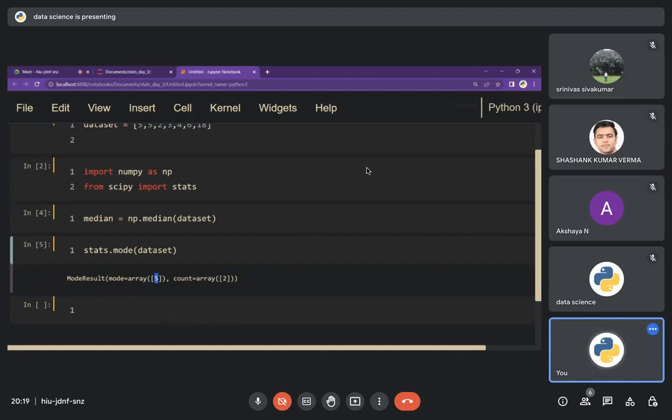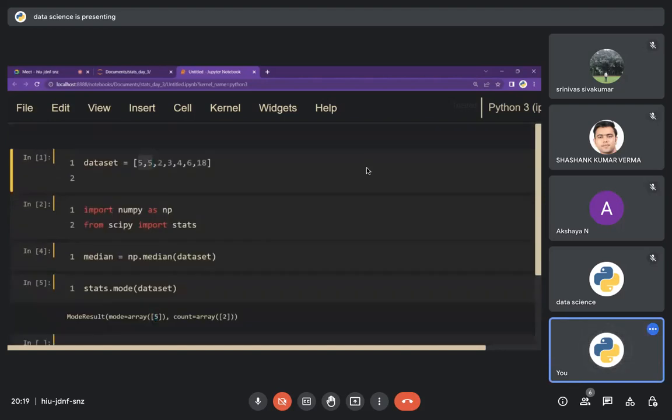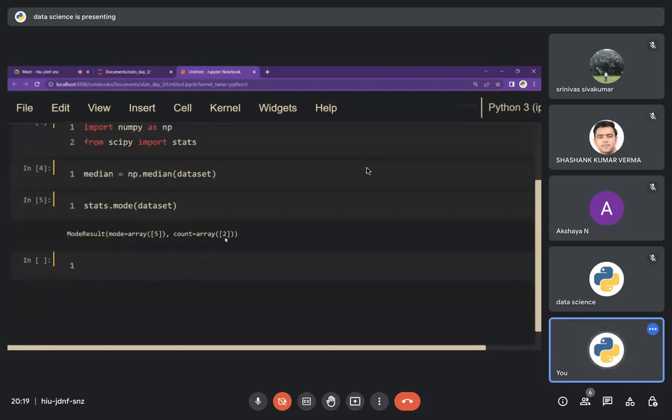And this count is nothing but how many times it occurred. This 5 occurred how many times? 2 times. Can you see this? This 2, that's what it's saying, 2. Does this make sense? Yes, sir. Cool. So now if you want to calculate the standard deviation, can anyone tell me the formula of standard deviation?